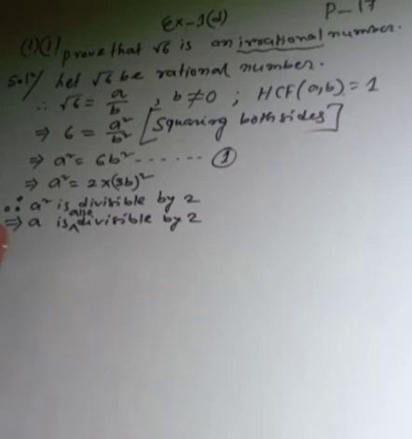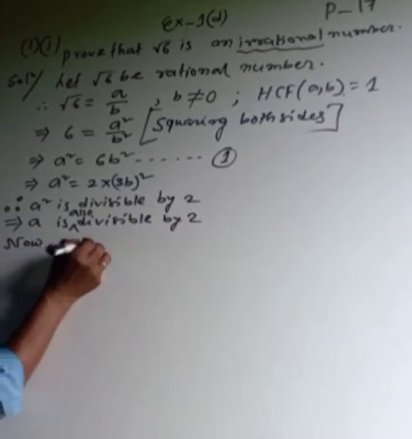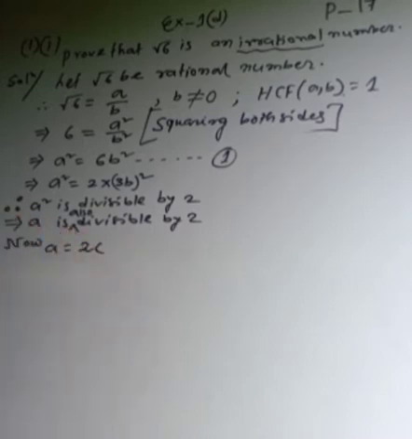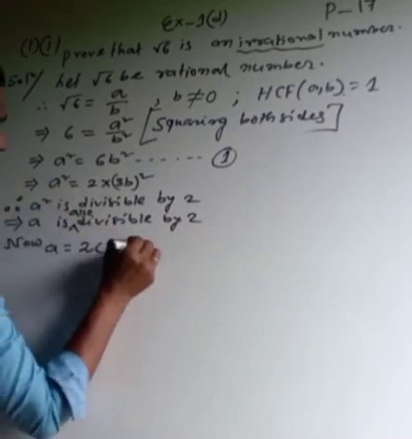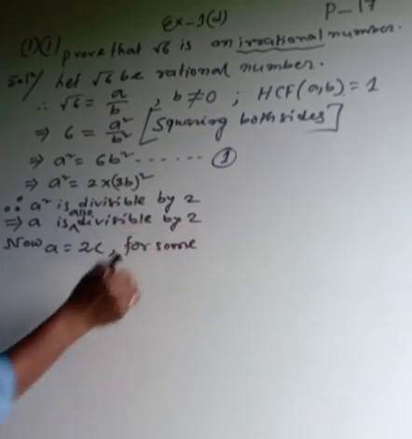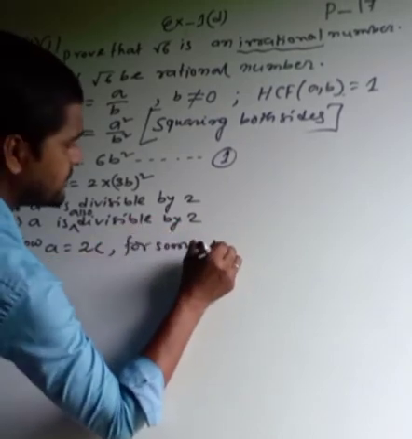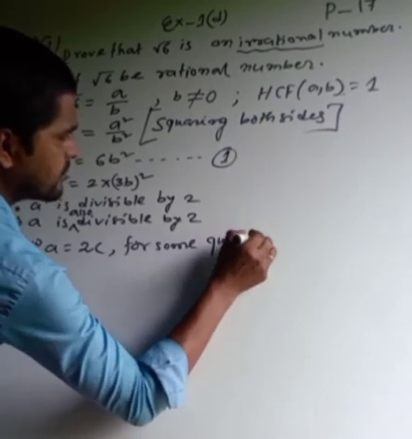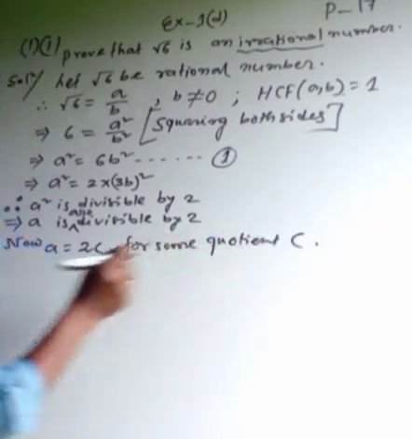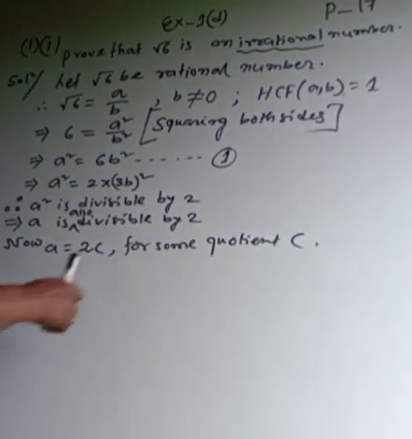Now, a equals 2c. C means the constant only, by which we can divide this expression. So a equals 2c for some quotient c. C means, simply, we can understand this is a constant only.